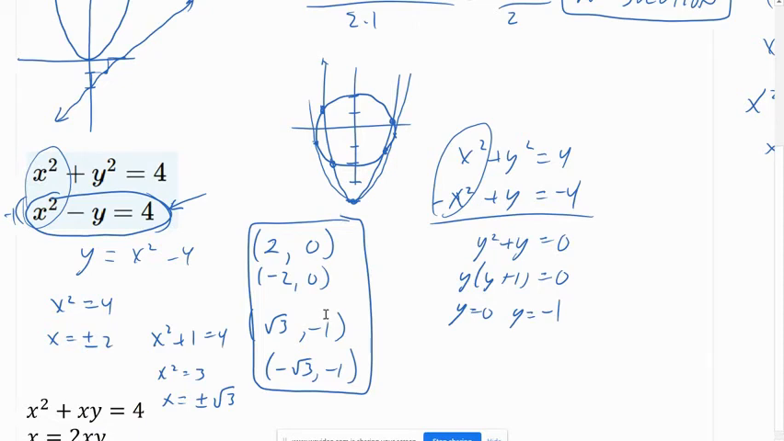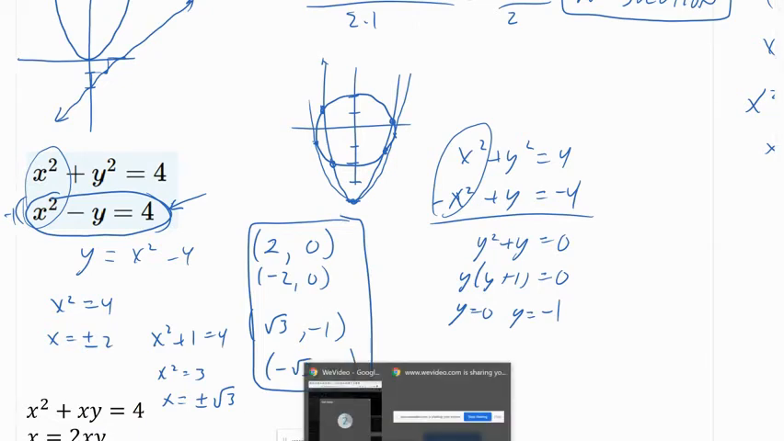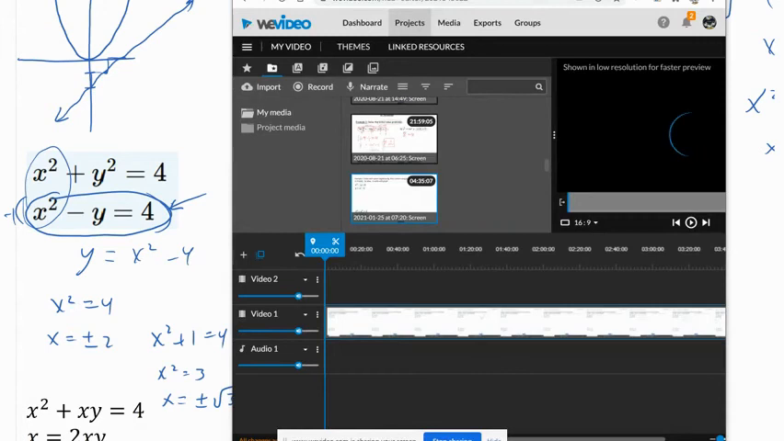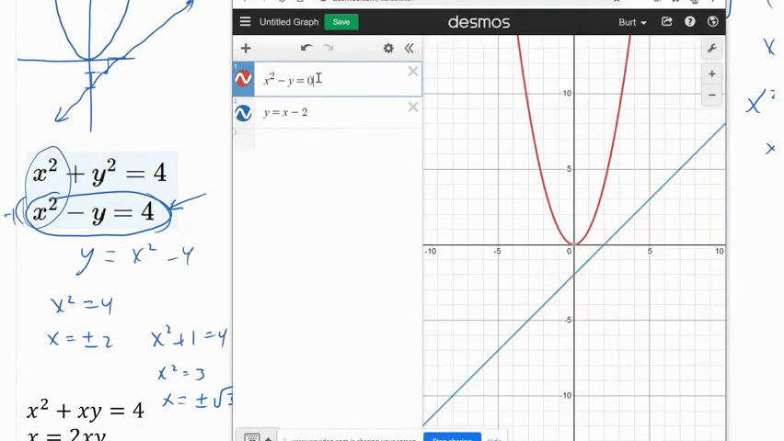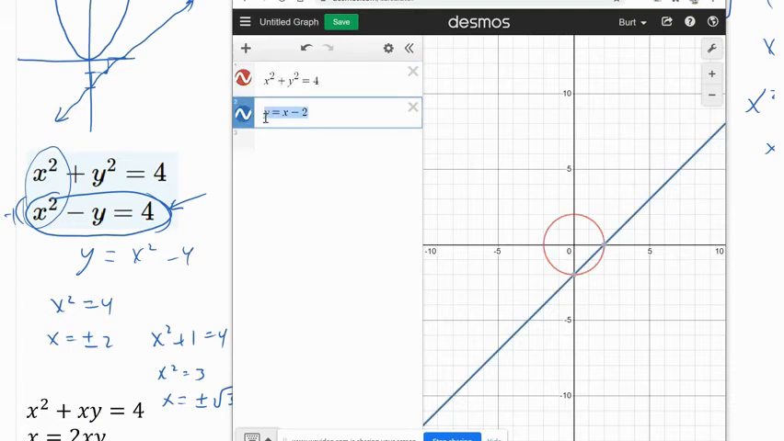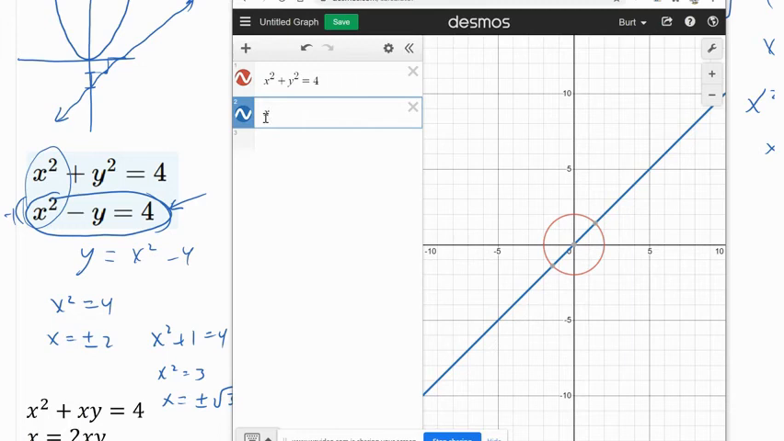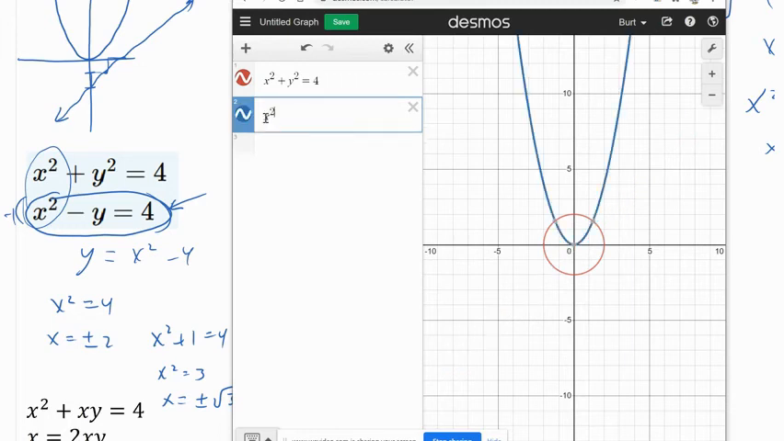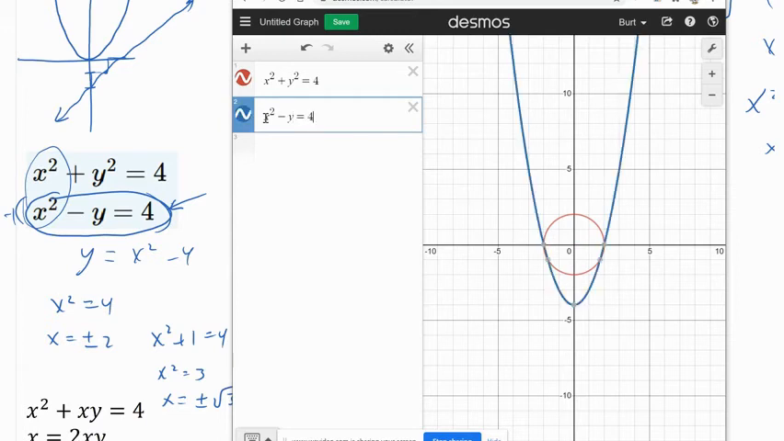And again, we could check those in Desmos. x squared plus y squared equals 4. There's our circle. And then this one was x squared minus y equals 4. And we see the 4 solutions that we got.